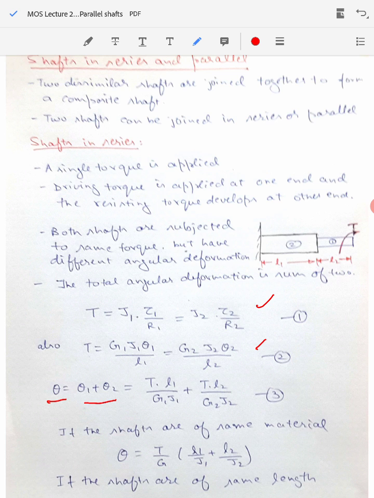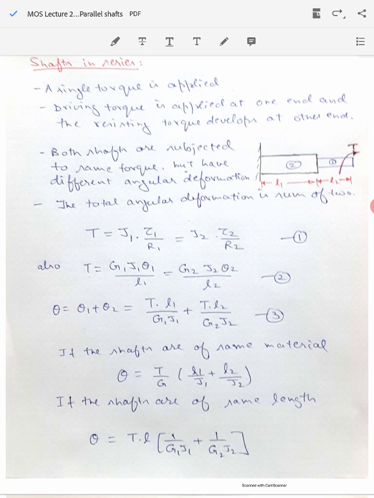So theta, the total deformation, is equal to the sum of the angular deformation of the first and second shaft, theta 1 plus theta 2, and using equation 2 you can write theta 1 as T L1 by G1 J1, and theta 2 you can write as T L2 divided by G2 J2. If the shafts are of the same material, in that case their modulus of rigidity will be the same, and you can modify equation 3 by bringing out the torque which is common outside, and G, which is the same because they are of the same material, will also come out. So what is left is L1 by J1 plus L2 by J2 in the bracket.